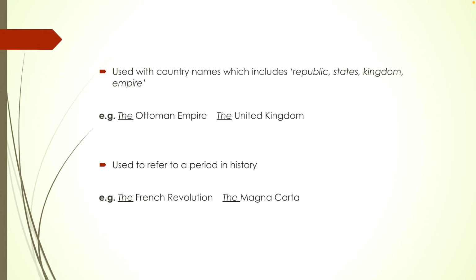We use the definite article before country names when they include republic, states, kingdom, empire, etc. For example, the Ottoman Empire or the United Kingdom. Finally, when talking about a period in history, we use the definite article before the names of historical events, like the French Revolution or the Magna Carta.